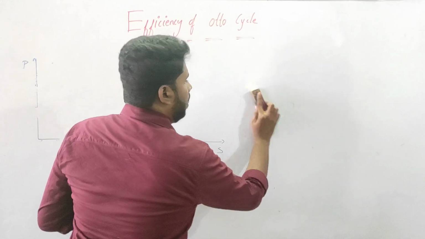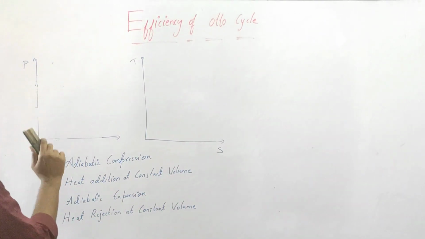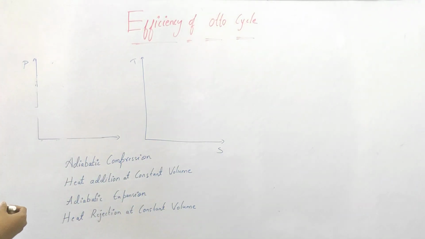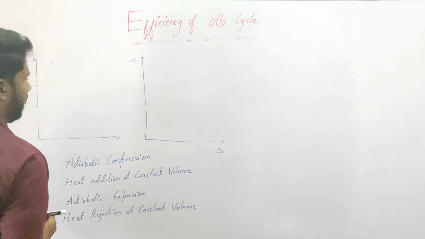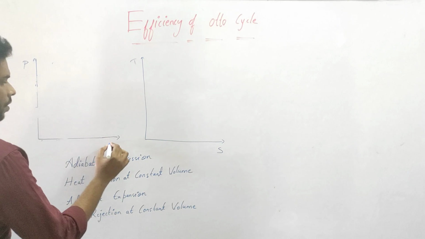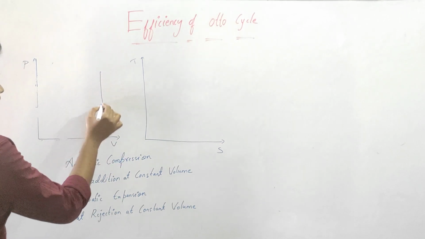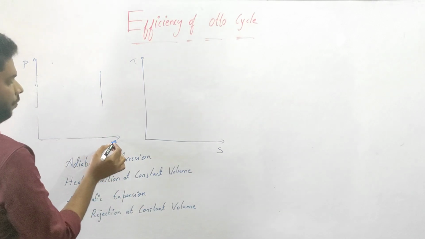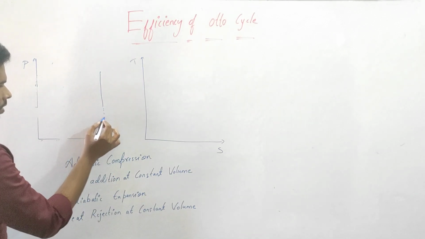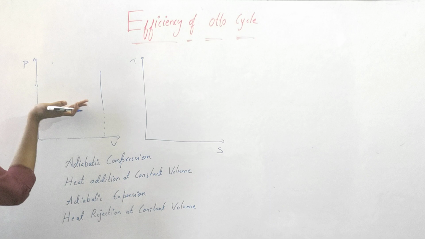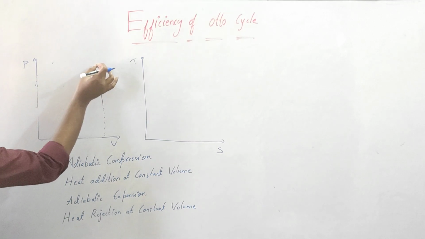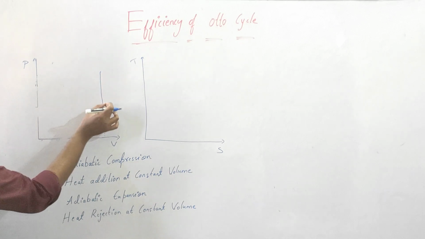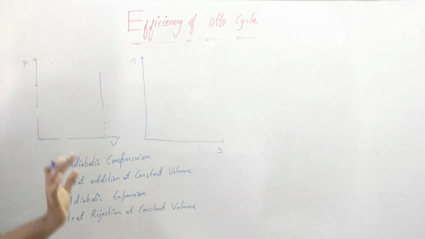Now we will try to represent these four processes in PV and TS diagrams. Before that, we should know some basics about the graph. For example, if I draw a straight vertical line in the PV diagram, this pressure volume curve, what does it mean? It means that the volume remains constant even though we are varying the pressure. So in a PV diagram, a straight vertical line is the constant volume line.